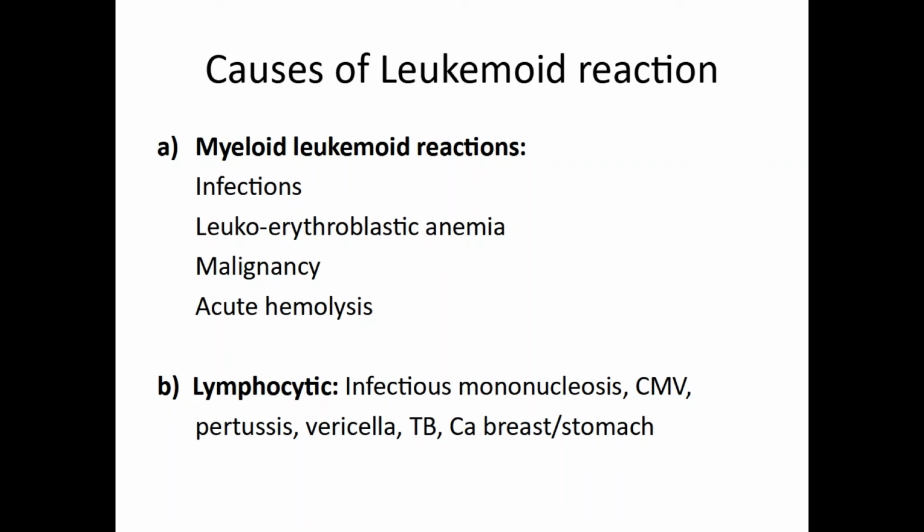The next is the lymphocytic type of leukemoid reaction. The causes include infectious mononucleosis, cytomegalovirus infection, pertussis infection, varicella infection, tuberculosis, and carcinoma breast or stomach.